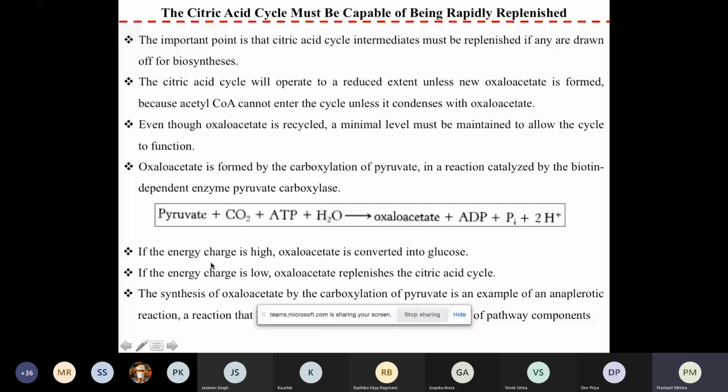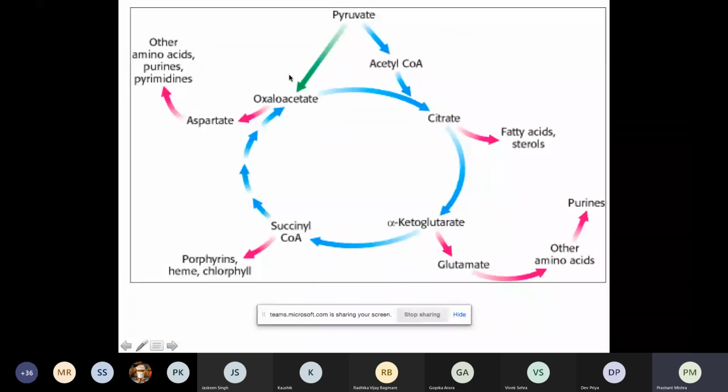That way, the cycle operation will happen. So this oxaloacetate, I keep on producing, suppose I remove citrate in the form of fatty acid. Now I have to replenish it. So whatever pyruvate is there, some part of the pyruvate will synthesize oxaloacetate and the cycle will continue. Otherwise, if I block it, even if I keep on feeding acetyl-CoA, the reaction will not happen.